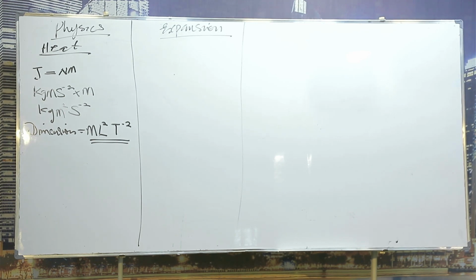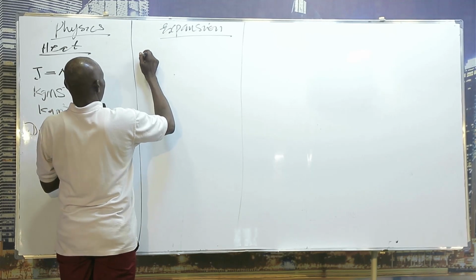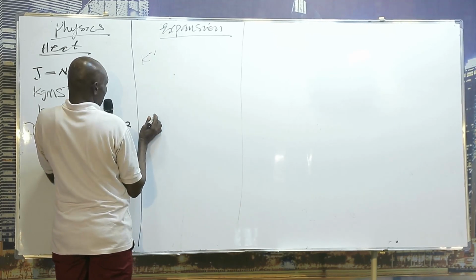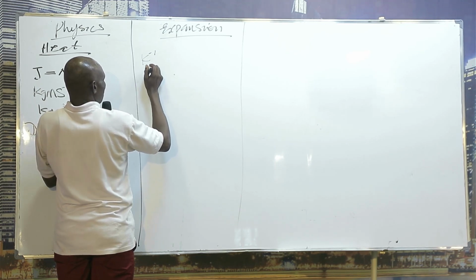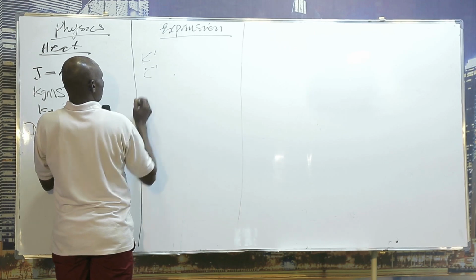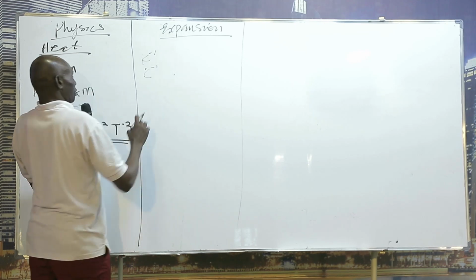The unit is per Kelvin or per degree C. That is, K raised to power minus 1 or C raised to power minus 1. So this is the unit.